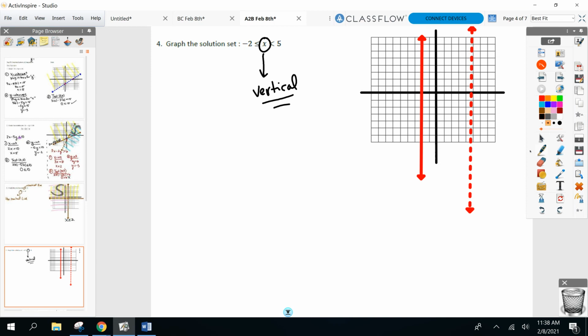And this one's an easy one as far as shading goes. It says that X has to be in between those two, -2 and 5. So all I'm going to do is shade in everything between -2 and 5. My answers are anything between -2 and 5. So nothing outside, everything in between.